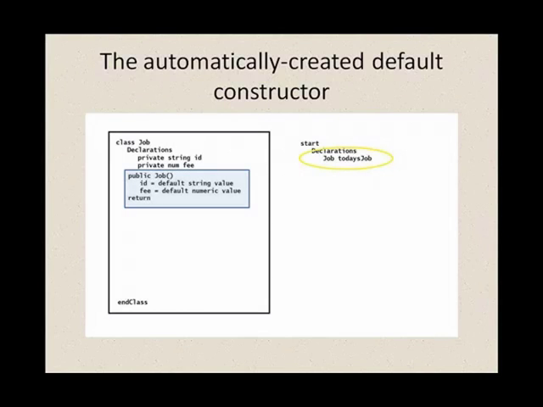Typically, the constructor will look like this. It has the same name as the class, and the data fields in the class are set to whatever the default values are for strings and numeric variables in the programming language that you're using. So, when you declare a job called Today's Job, you get an object with default values.